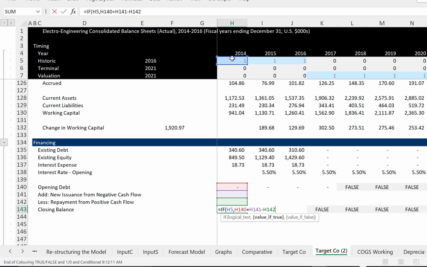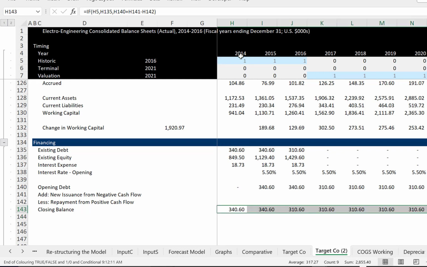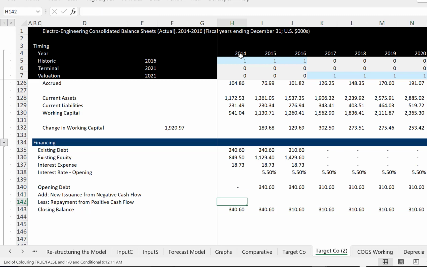Otherwise, if it's the historic year, take the actual debt you have on the balance sheet, which I just took from the balance sheet up there. Otherwise, take the opening balance plus the issue minus the repayment. Okay? But these two things we're going to fill in.